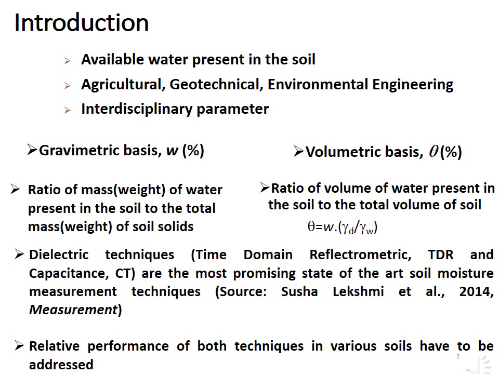Basically, soil moisture content can be measured on two bases, gravimetric basis and volumetric basis. Gravimetric moisture content is the ratio of mass of water present in the soil to the total mass of the soil solids, whereas volumetric moisture content is the volume of water present in the soil to the total volume of the soil mass. Both these moisture contents can be correlated by using dry density, ρd, of the soil mass as shown here.